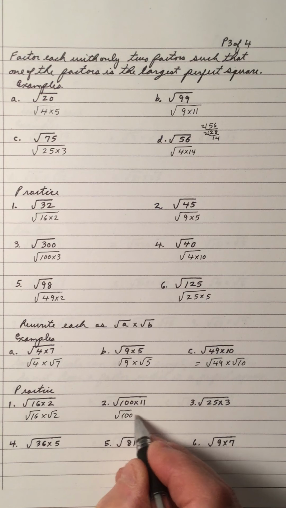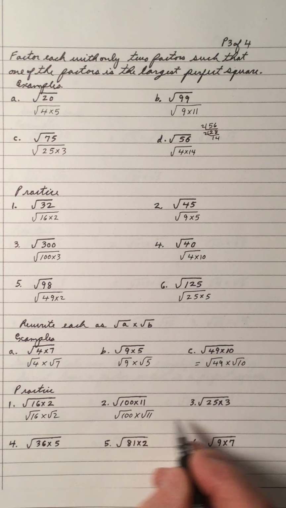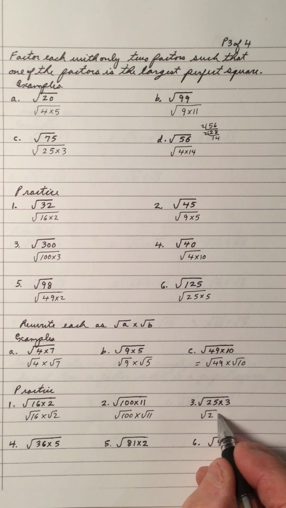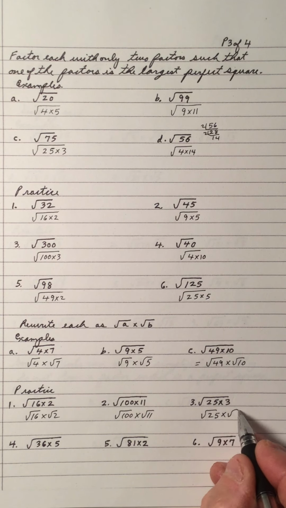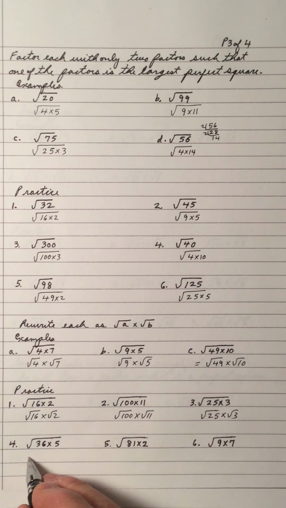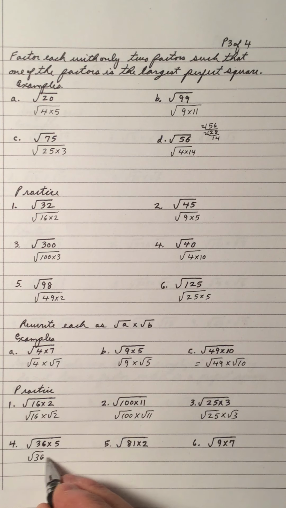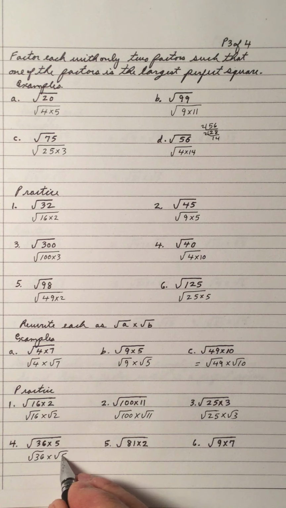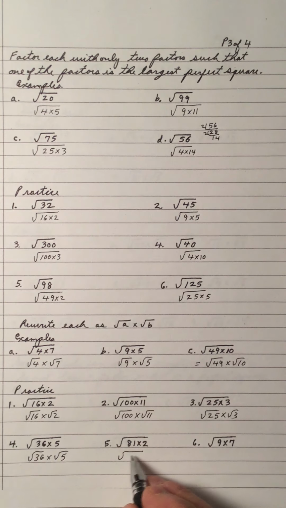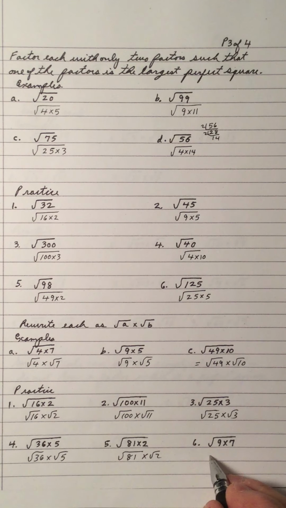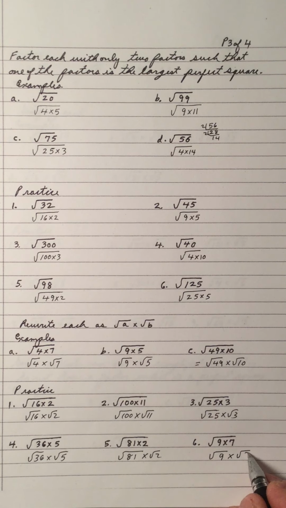The square root of 100 times the square root of 11. Square root of 25 times the square root of 3. Square root of 36 times the square root of 5. Square root of 81 times the square root of 2. Square root of 9 times the square root of 7.